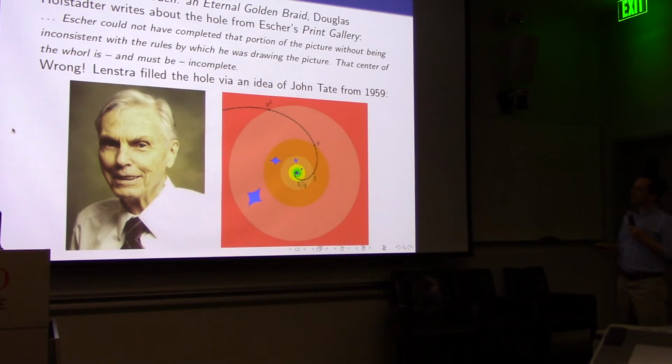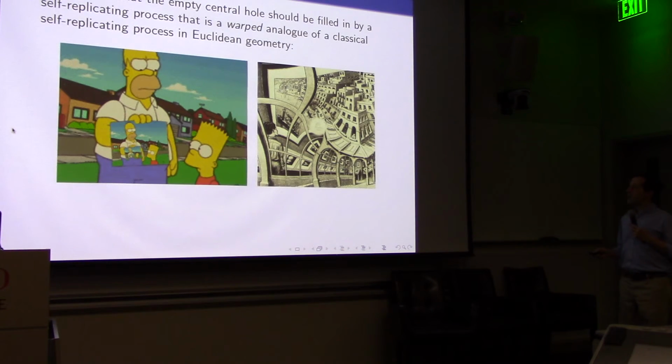So in fact, Lenstra realized that using the mathematics of what are called elliptic curves, which is a different kind of geometry, you can generate reflection patterns that exactly achieve the result of filling in the center of the hole. And in fact, those mathematical ideas were introduced by John Tate, who's a mathematician at Harvard, in 1959. And the basic idea in Euclidean geometry is an analog of the following. So you've all seen examples of a picture reflected into itself and into itself and into itself on forever. And what we want to do is, in a kind of curved geometry, replicate this kind of picture.